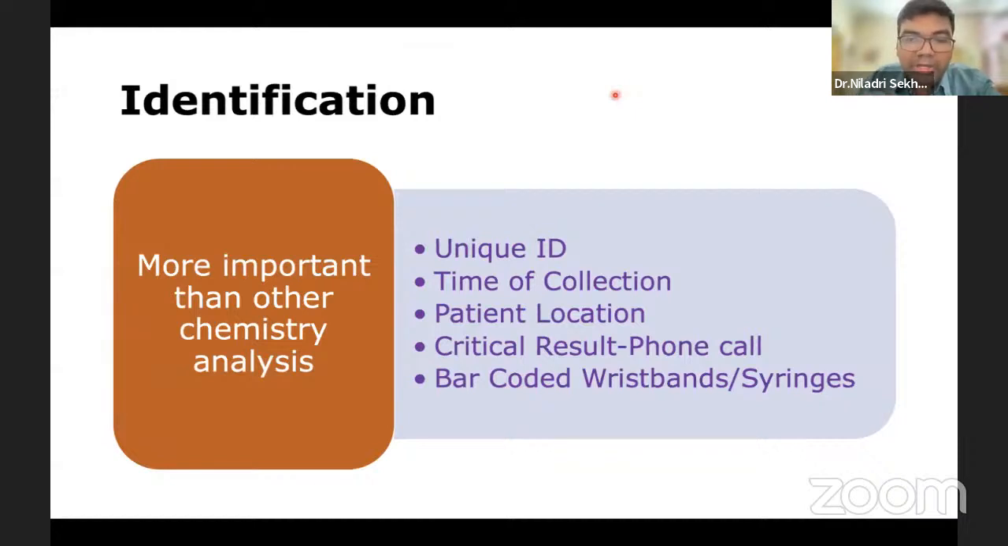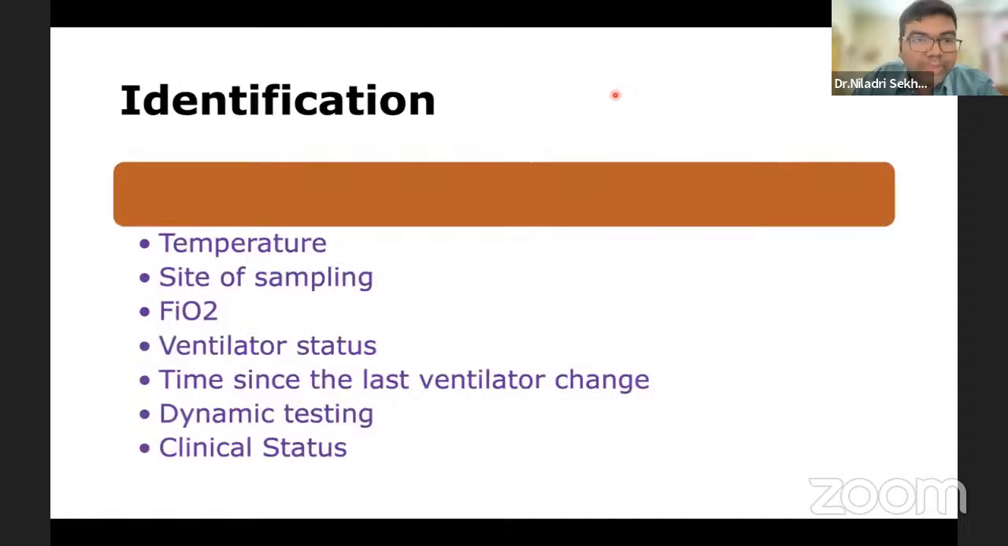Nowadays, with automated barcoding, this is very easy to do. You can paste one barcode on the ABG syringe and on the patient's leaflet, and you know both samples are from the same patient. So these are the important things you should know. After that, temperature, very important.